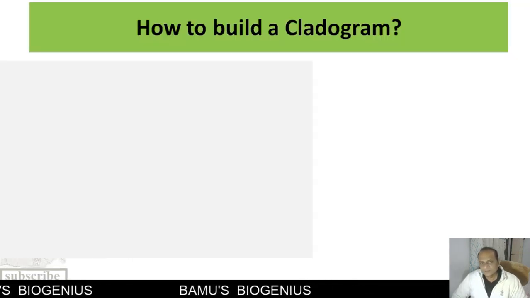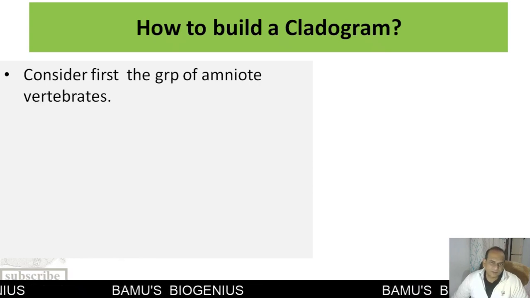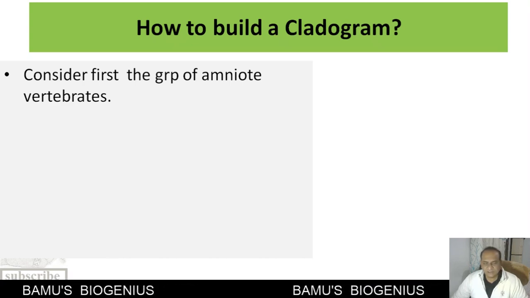Now we will discuss how to build a cladogram. See here, when we are building a cladogram, we have to consider a particular group for which we are going to make the cladogram. Now we are considering here a group of amniote vertebrates.